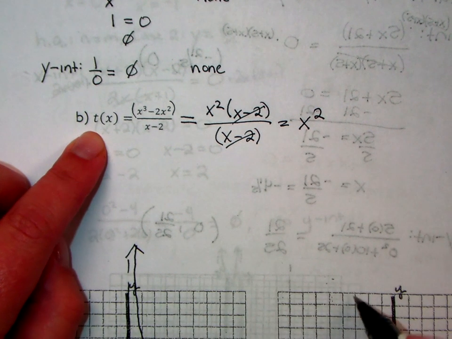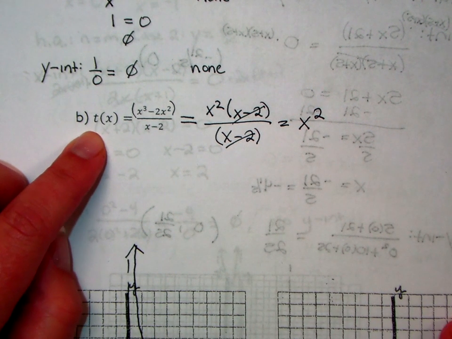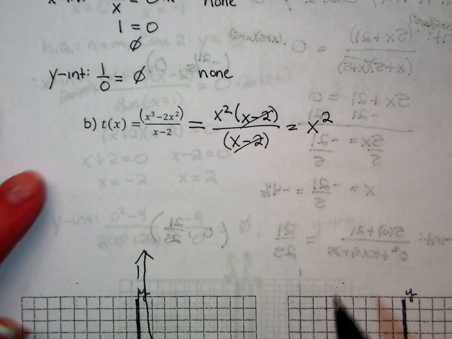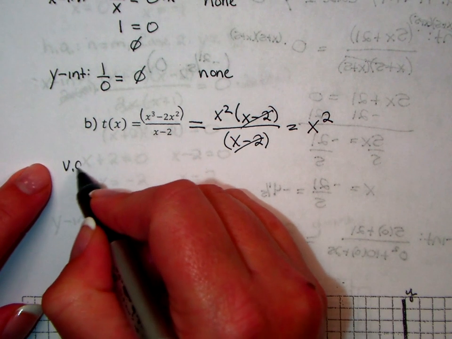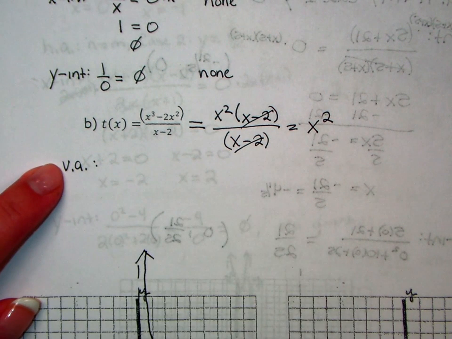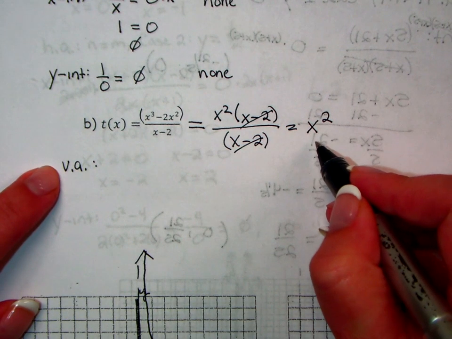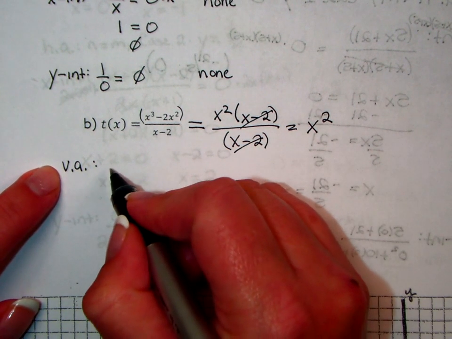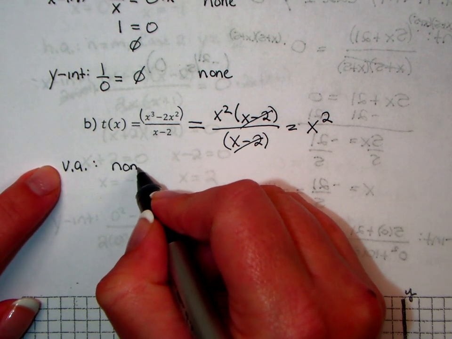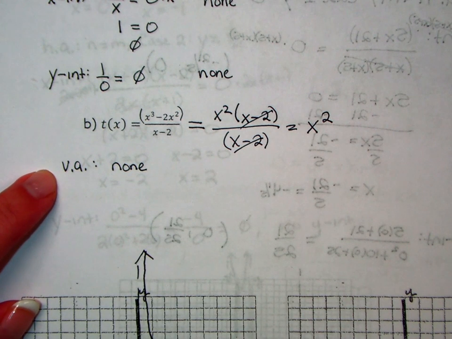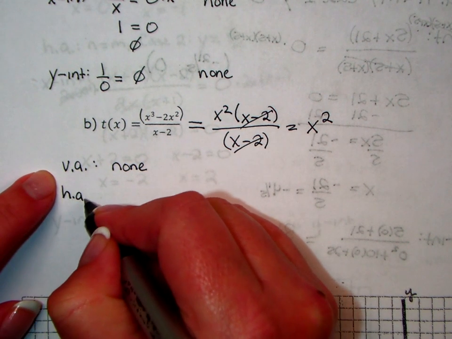So if I graph this, it's probably just going to be a parabola. But let's go ahead and go through the motions here. What's the vertical asymptote? What happens if we set the denominator equal to 0? There is no denominator. So I'm just going to write none. No denominator.